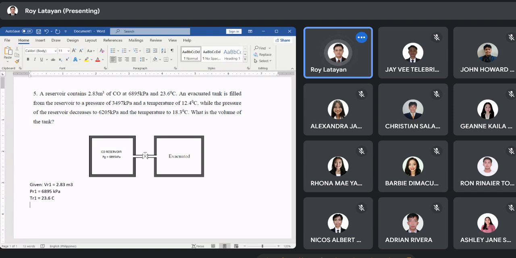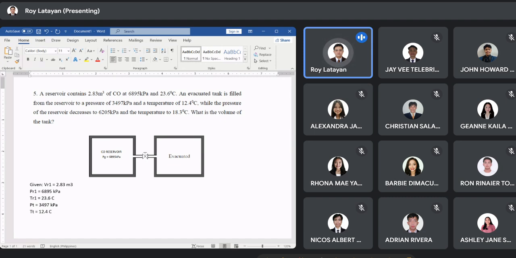An evacuated tank is filled from the reservoir to a pressure of, yan, so pressure ng tank is 3497 kPa. Binuksan tong valve sa pagitan, so some of the laman nito is mapupunta dito sa evacuated tank. And the temperature of the tank is 12.4 Celsius.